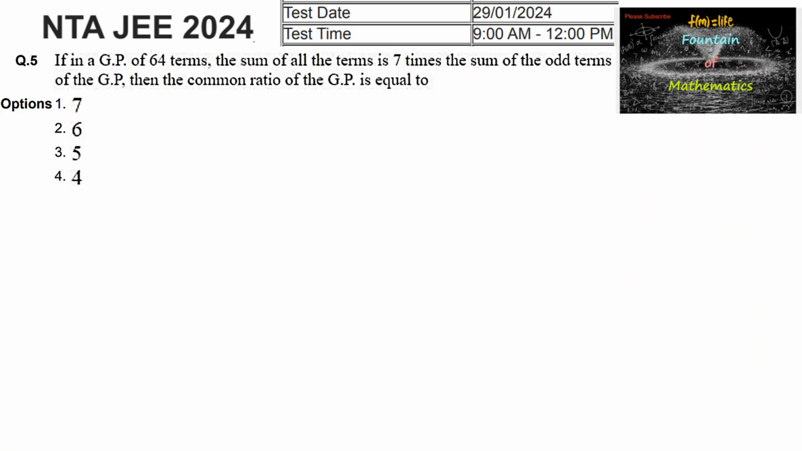If in a GP of 64 terms, the sum of all the terms is 7 times the sum of the odd terms of the GP, then find the common ratio. Let the geometric progression be a, ar, ar square, ar power 3, and so on. Total 64 terms are there, so the last will be ar to the power 63, because the first term is a.